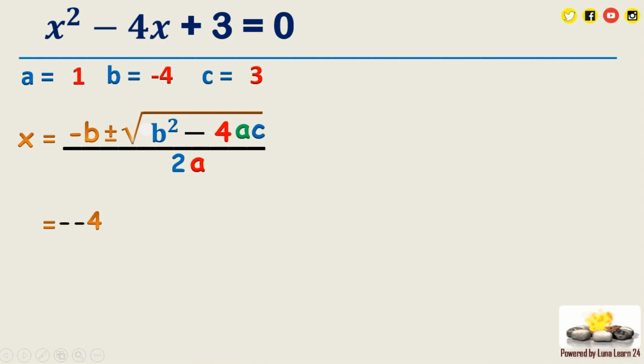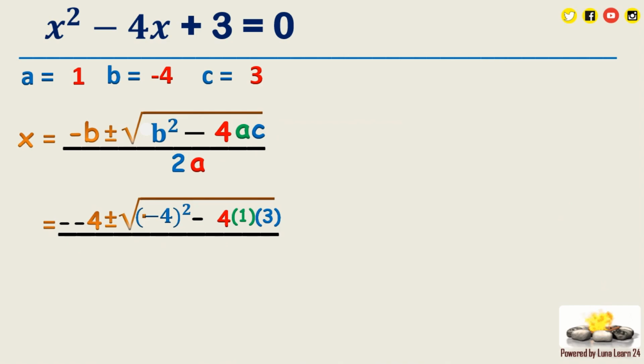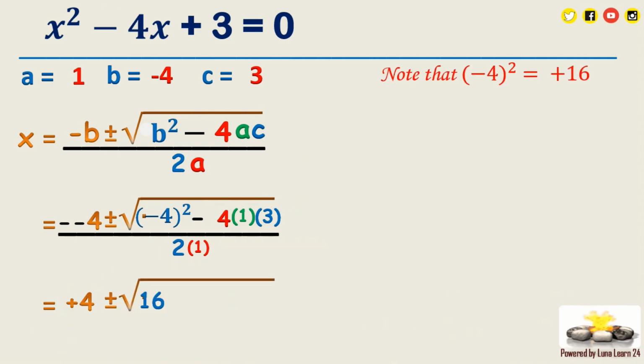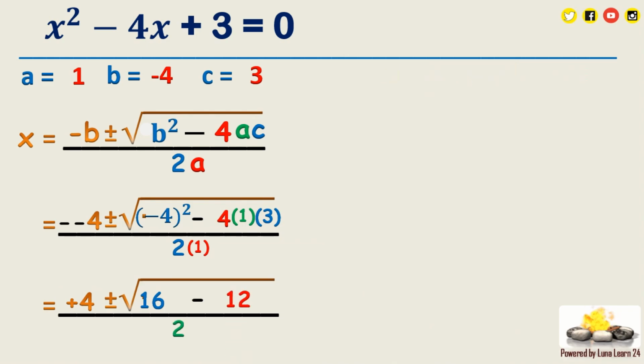So we have negative 4 plus minus the square root of our b there is negative 4, negative 4 squared, minus 4 times a, which is 1, times c, which is 3. All that on 2 times a, that's 2 times 1. Now simplify the values. So this will be equal to, these two negative 4's together, not separated by any number, is going to give us plus 4, plus minus the square root of negative 4 squared is 16, minus 4 times 1 times 3 is 12, all that on 2.